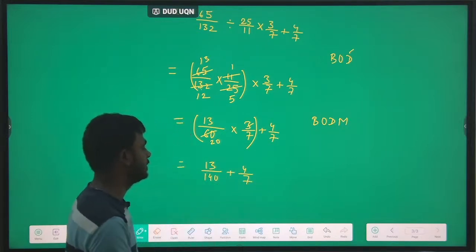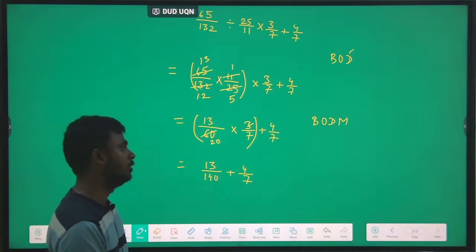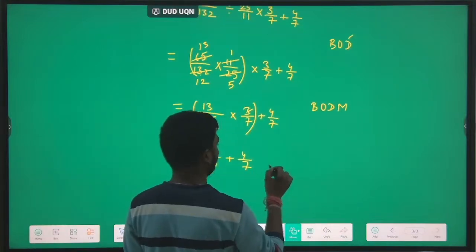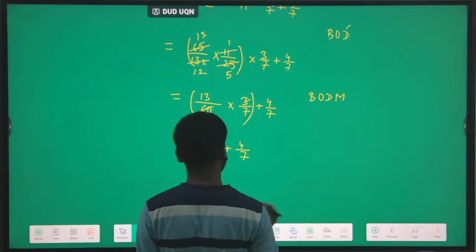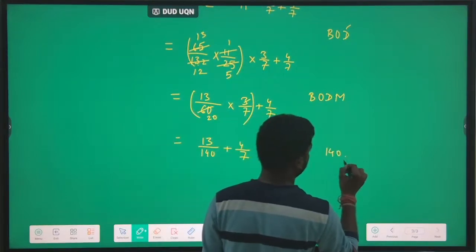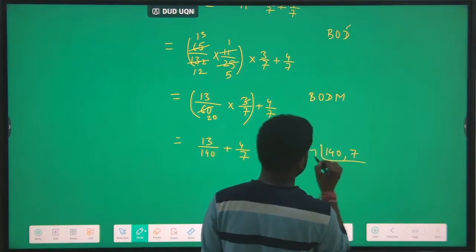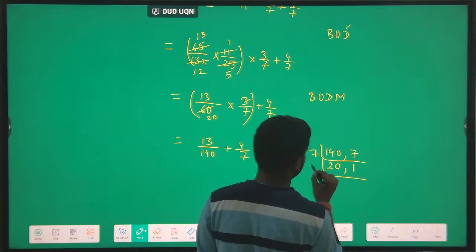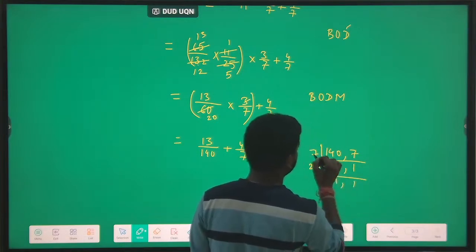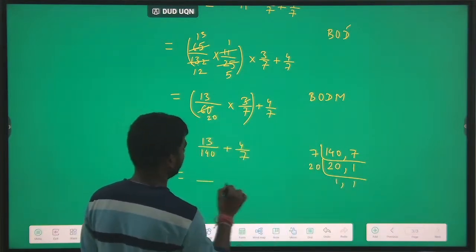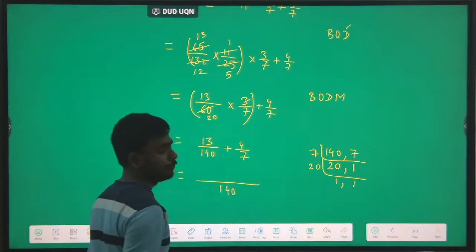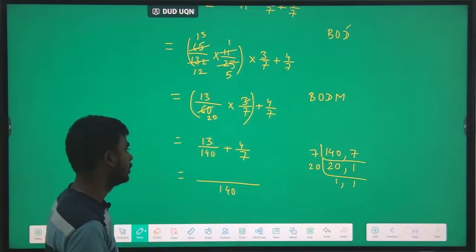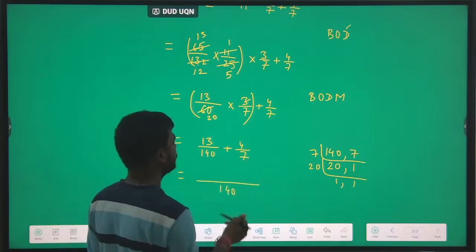Now we will take the LCM of 140 and 7. The LCM of 140 and 7 will be 140. How? Let us see. 7 twos are 14, and 20 into 7 is 140. So the LCM is 140. Are you getting it, Samir? So the LCM is 140.